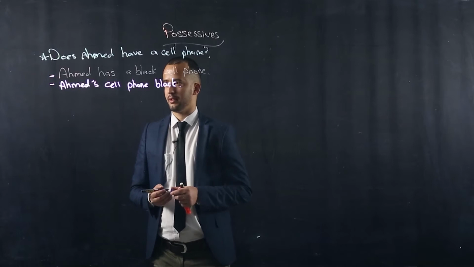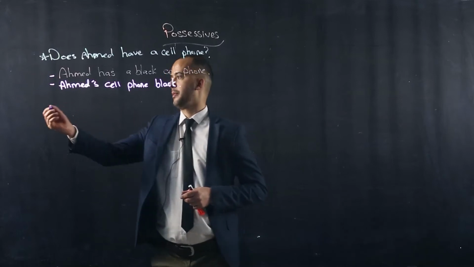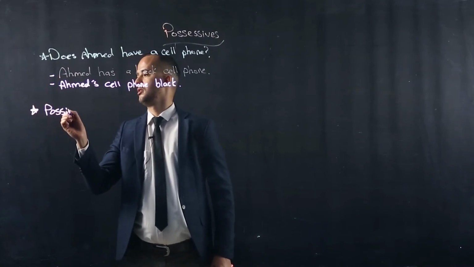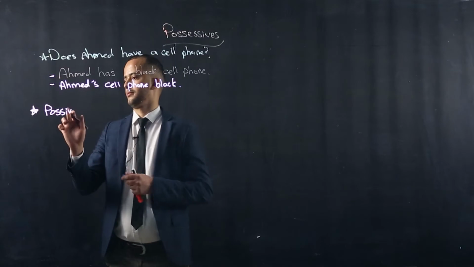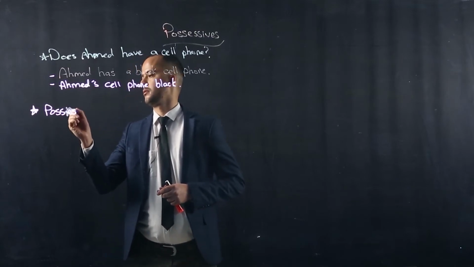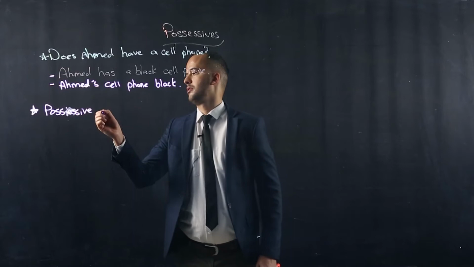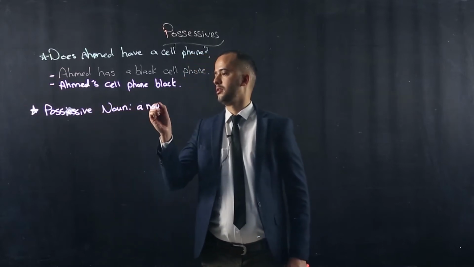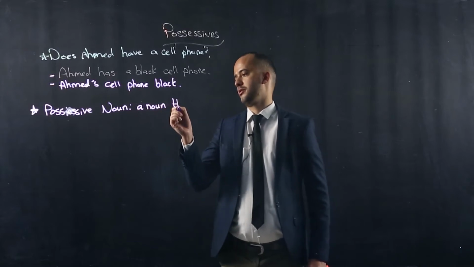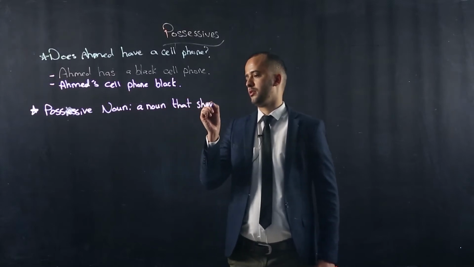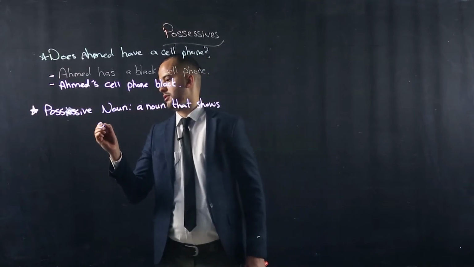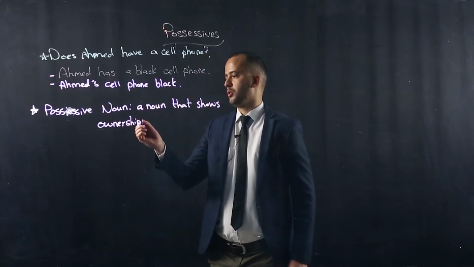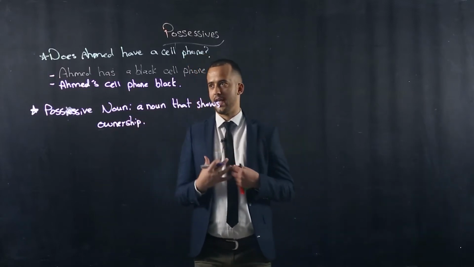Okay, so what is a possessive noun? Alright, so a possessive noun is a noun that shows ownership. Okay? It shows that you own something or you have something.